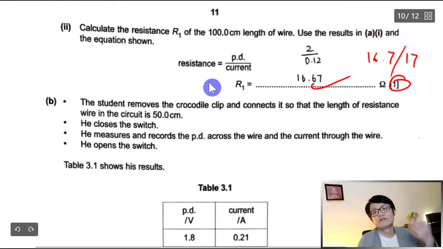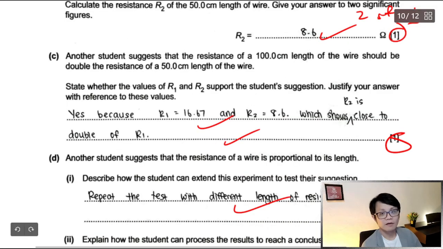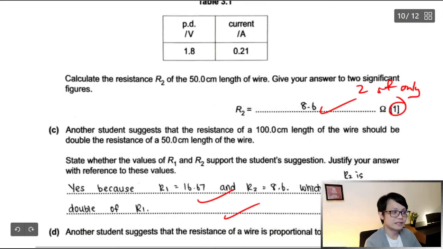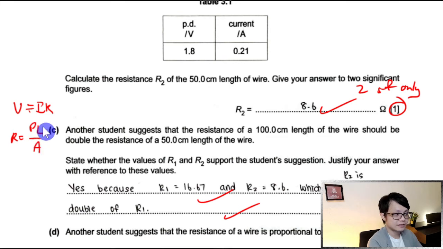Another student suggests the resistance at 100 could be double the resistance. That is correct. That is the formula to calculate the resistance, and we know that by following the formula. Of course there are 2 formulas for resistance. One is V equals IR. Another one is resistance R equals rho L over A, where A is the area, L is the length, and rho is the resistivity of the wire.